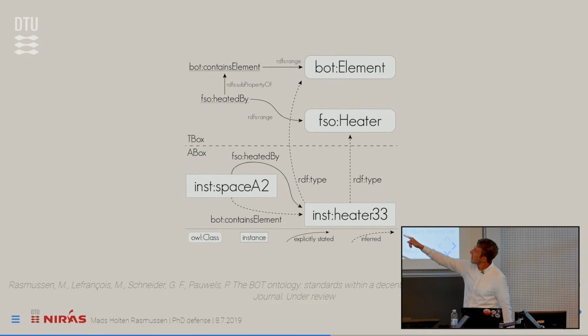Then because contains element is the super property, that is inferred. The fact that it's a heater is inferred, and the fact that it's a bot element is also inferred. So even though my dataset doesn't contain this, it's automatically inferred.